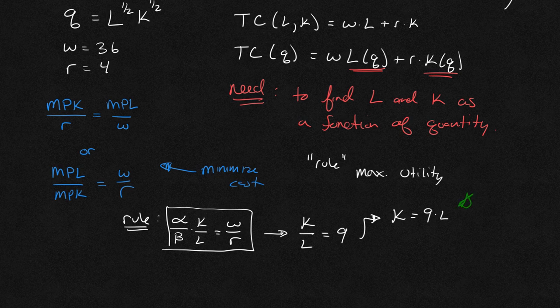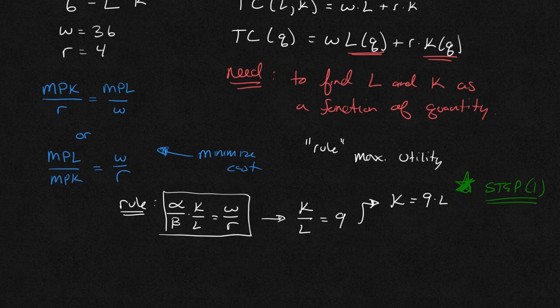So this right here is your first step, step 1. And we'll go over these steps at the end. Step 1 is to get K in terms of L by using this minimization rule.